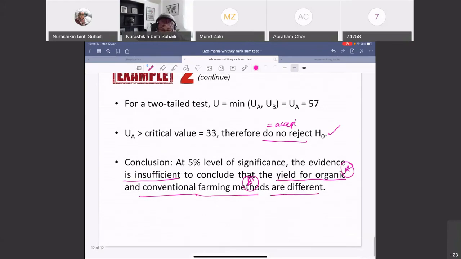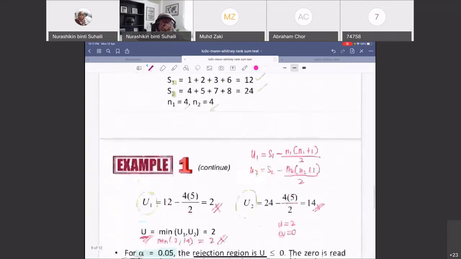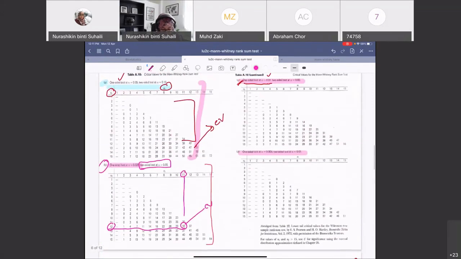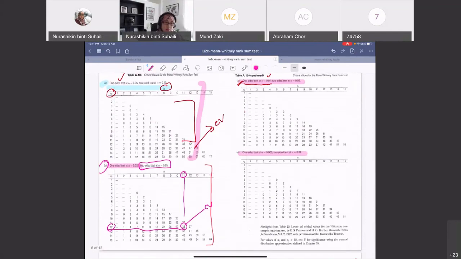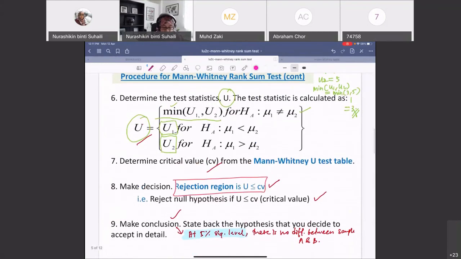Okay, guys, so those are the two examples. The basic things that you have to know again is about using the Mann-Whitney test and how to use the table. That's very important. All the 9 steps here, you have to know how to use them. Okay, any question before we wrap up?